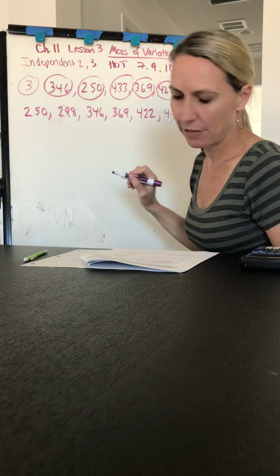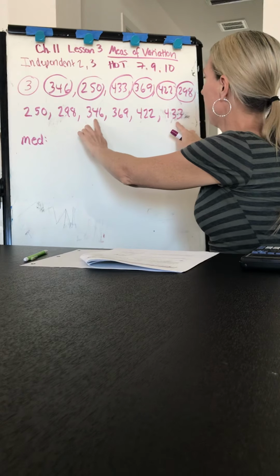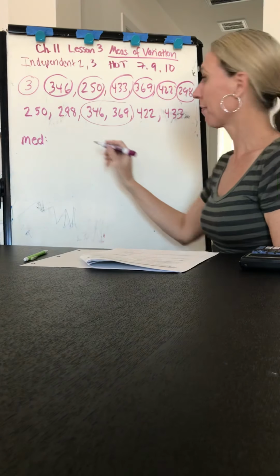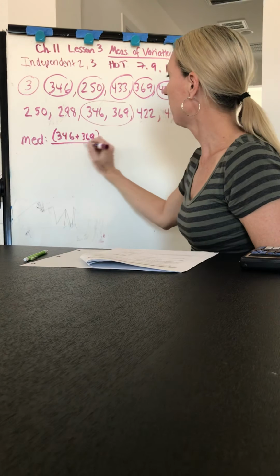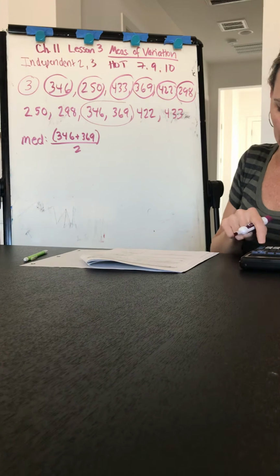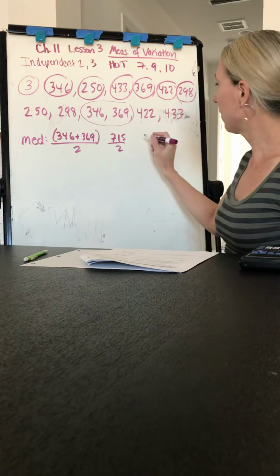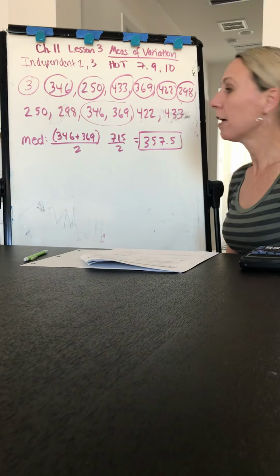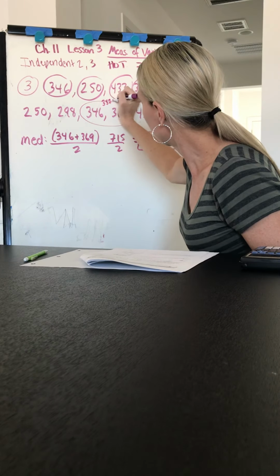Okay, now we're going to find the median. So 1, 2, 3, 1, 2, 3. So there's a tie. So what do we do when there's a tie? We add them up and then divide by 2. Right? So 346 plus 369 is 715, divided by 2. We get 357.5, and that's our median.